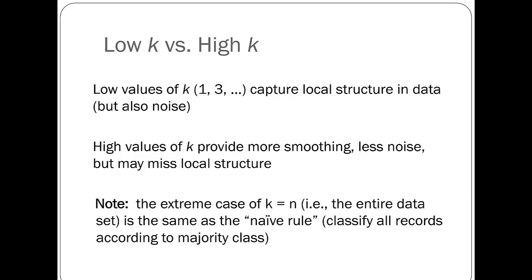If we let k equal n, in other words, all of the data is considered the neighborhood, then we have the same thing as what we referred to earlier in class as the naive rule, which again just says classify all records according to the majority class.